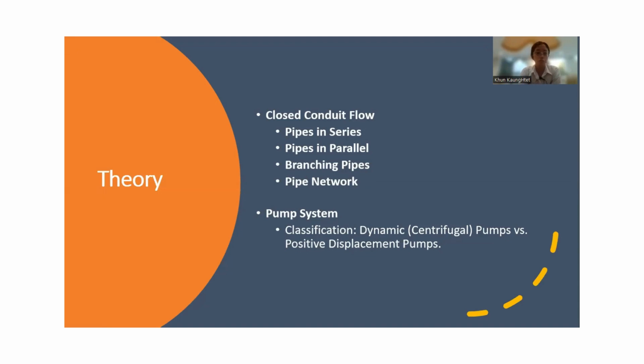For closed conduit flow, the pipes can be connected in series, in parallel, or they can be branched, or they can be in a network. For the pump system, we need to install pumps in the pipe networks for the flow velocity and also the pressure. And for the classification, there are dynamic centrifugal pumps and positive displacement pumps.